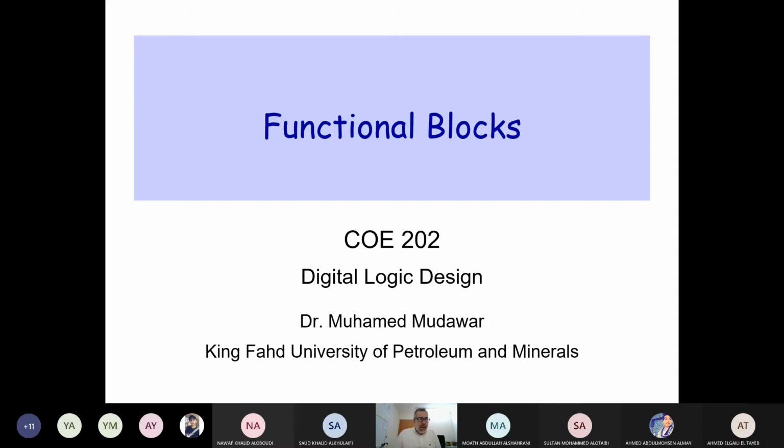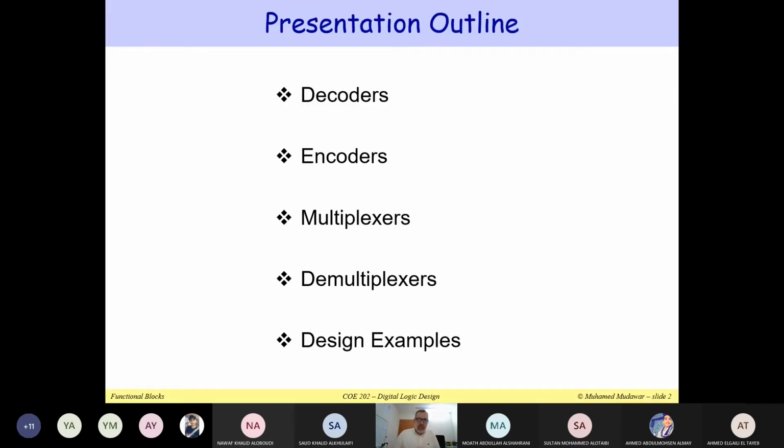So I'm going to talk about functional blocks. These functional blocks are like building blocks, which are used in larger designs. This is the outline of this presentation. I'll talk about decoders, encoders, multiplexers, demultiplexers, and some design examples at the end.